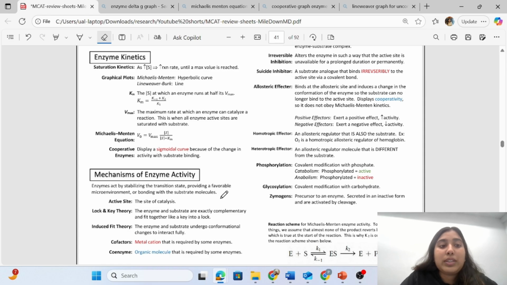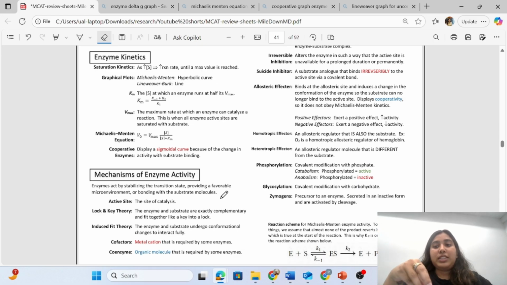Okay, so first let's know what saturation kinetics is. Saturation kinetics is when an enzyme reaches its saturation point. So what's the basic function of an enzyme that I told you? That it increases the rate of reaction. So the saturation point of an enzyme is where it can't increase the rate after one point.